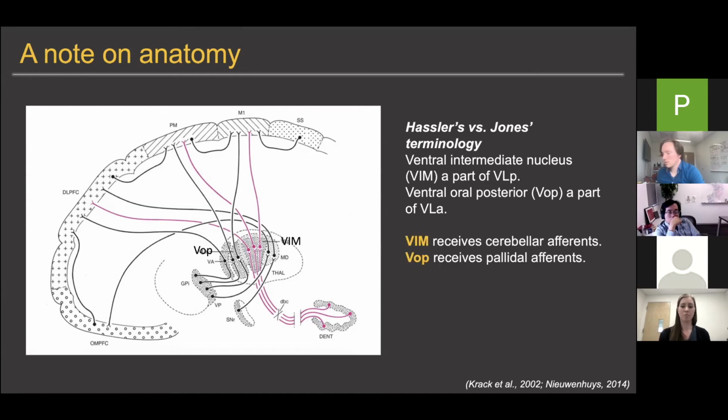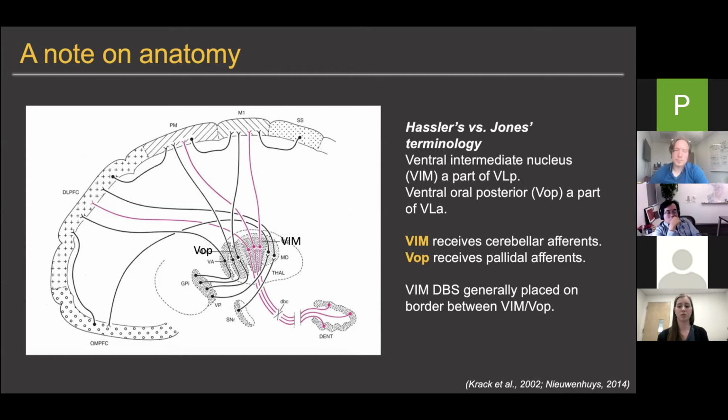These nuclei are adjacent, but importantly, they receive projections from different regions of the brain. So VIM receives afferents from deep cerebellar nuclei, while VOP receives pallidal afferents, such as from the internal segment of the globus pallidus or the basal ganglia. Why am I telling you this? Well, I mentioned VIM is the target zone, but VIM DBS generally tends to be placed on the border between VIM and VOP. So it's likely that these four electrodes we recorded from were spanning both these regions.